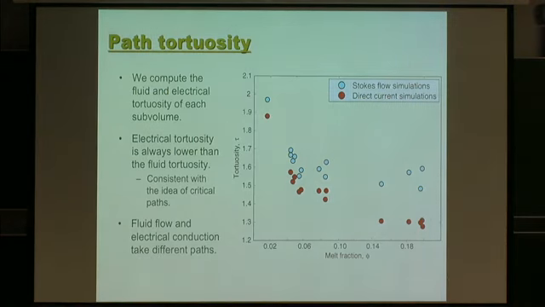Then from this set of data, we can measure the path tortuosity. Here you see that the tortuosity for the flow, which is blue, that's the fluid, and the tortuosity for the current are different. What's interesting is that they are even more different at high melt fractions.